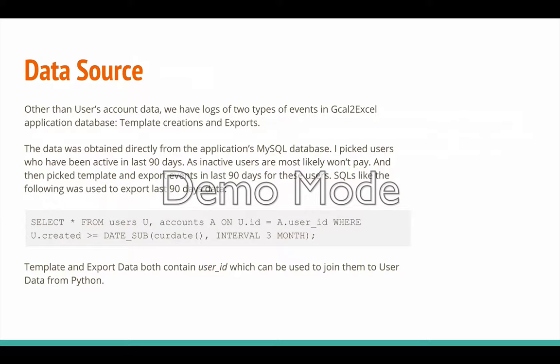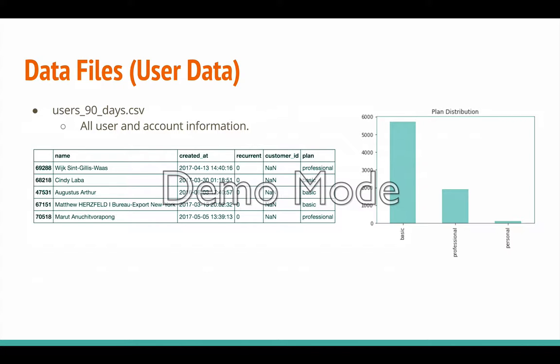Basically what I did is pick users who were active in the last 90 days and then pick their activities from the template and export tables. The good thing is that the template and export tables both contain user ID, so I can join them with my user data in Python itself, even though I have 3 different files. Let's look at the data files.